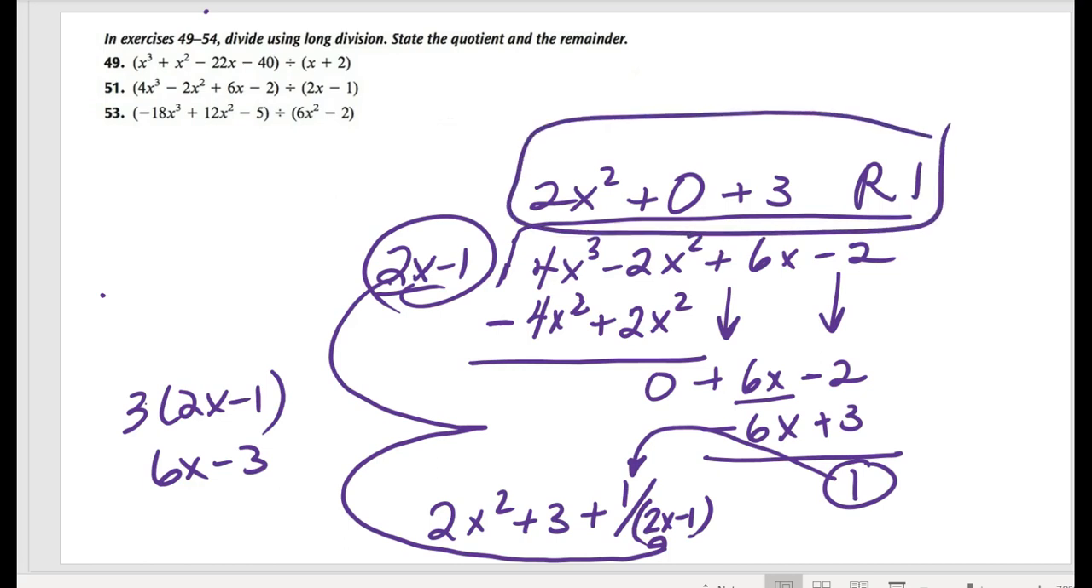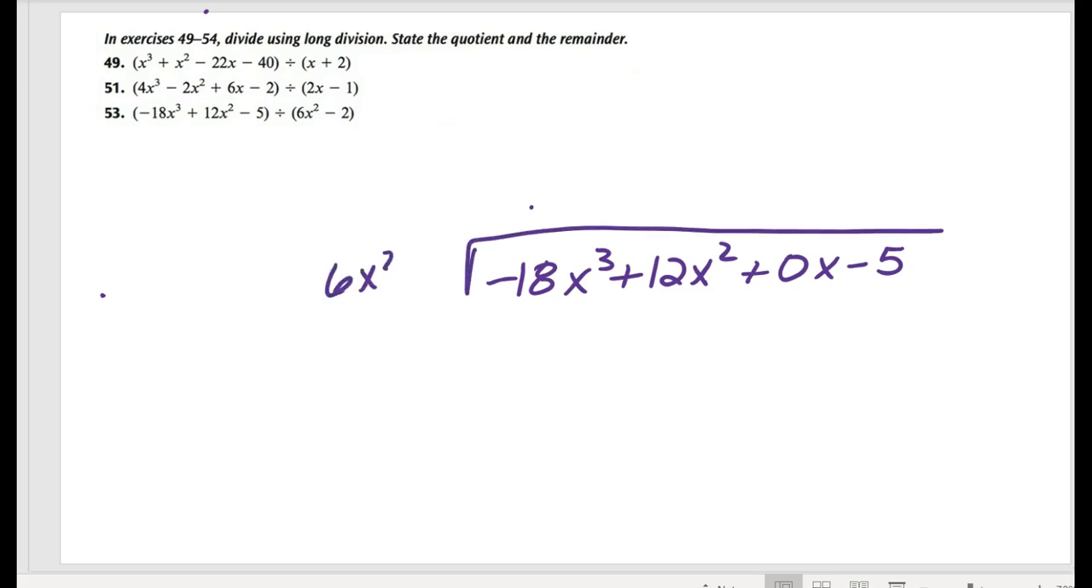Let's look at problem number 53. When I'm writing this, I'm always aware that I'm not leaving out any exponents. So I have x cubed, and I have x squared. But if you notice, my next term is a 5. There's no x. So I'm missing the x term. So I'm just going to put a 0 here. You can put 0x if it makes you more comfortable. And then minus 5. I haven't added anything because I'm just adding a 0.